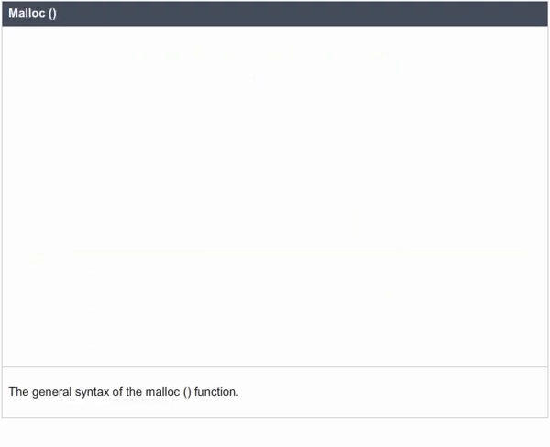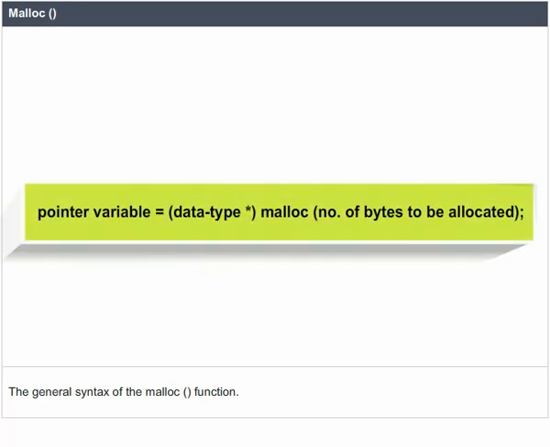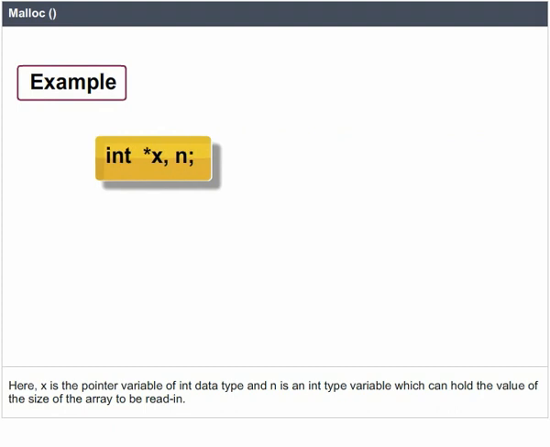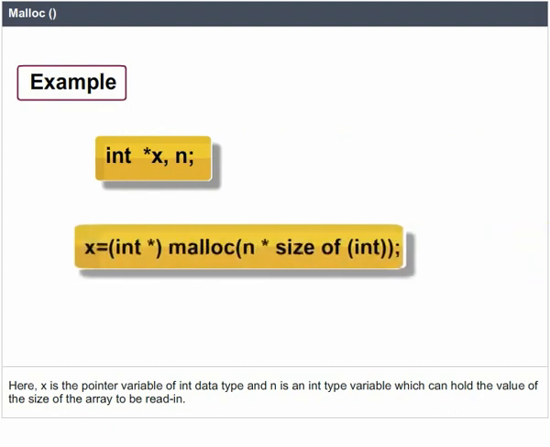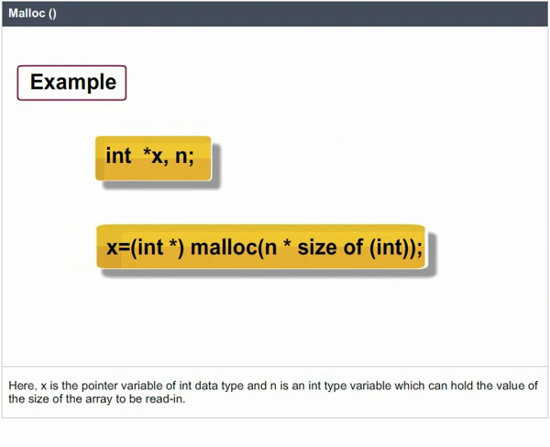malloc(). The general syntax of the malloc() function is: pointer variable = (data type *) malloc(number of bytes to be allocated); Example: int *x, n; x = (int *) malloc(n * sizeof(int)); Here x is the pointer variable of int data type and n is an int type variable which can hold the value of the size of the array to be read in.